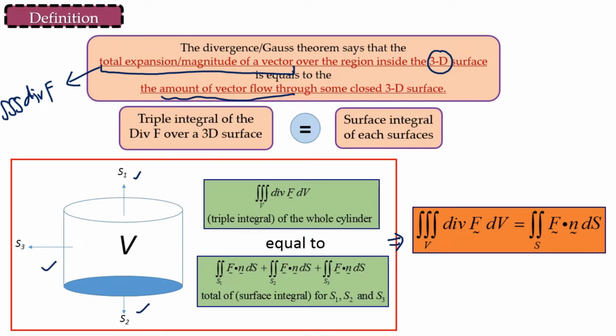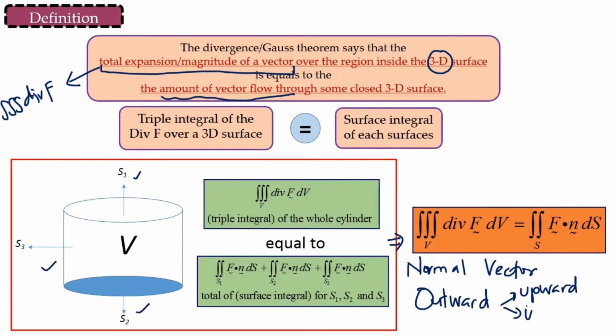One thing that you have to remember is about the normal vector. The normal vector of the surface has to be always in outward orientation. Outward can also be upward, it can also be downward, as long as it is outward, out from the surface.